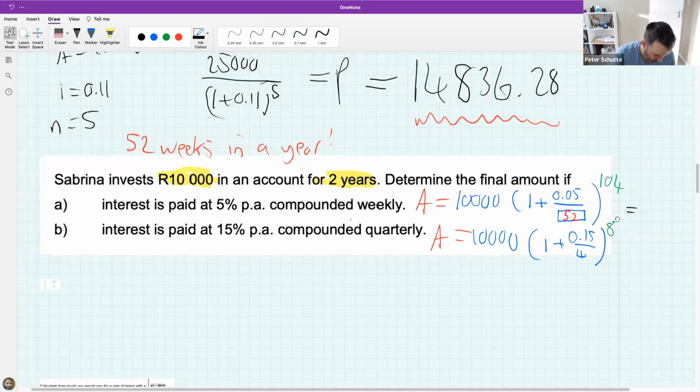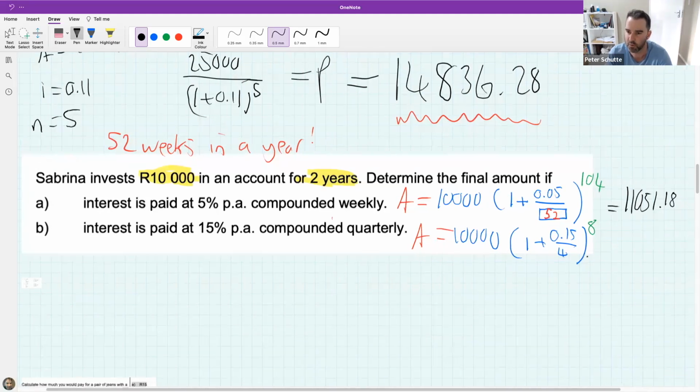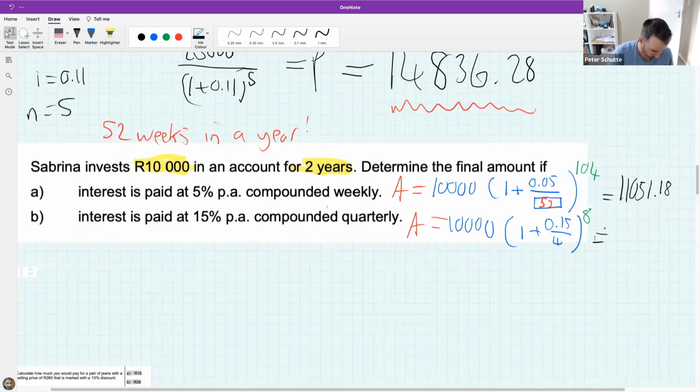Now, what are we going to end up with? Well, I don't even know what we're going to end up with. I need to do the maths. So 1 plus 0.05 over 52, and then to the power of, make sure you're keying this in correctly, 104. I get, let's hope everyone agrees with me, 11,051.17118, or 11,051.18.